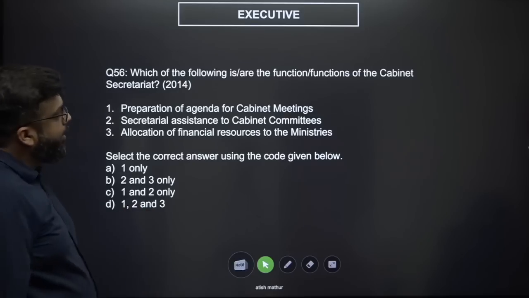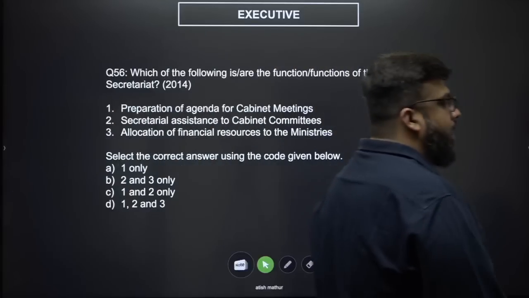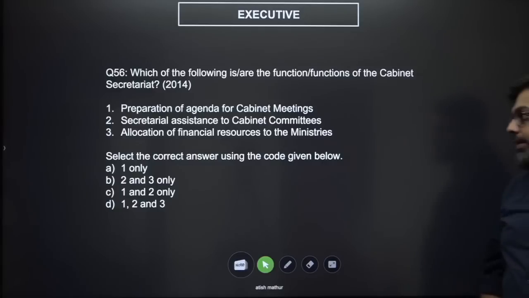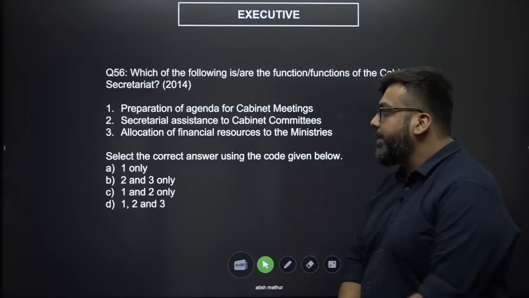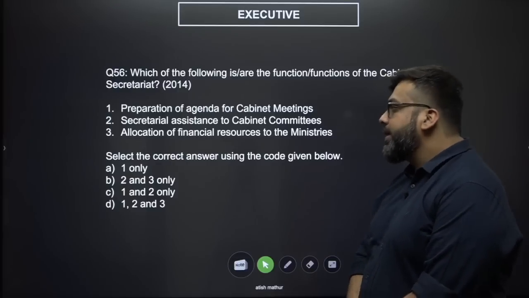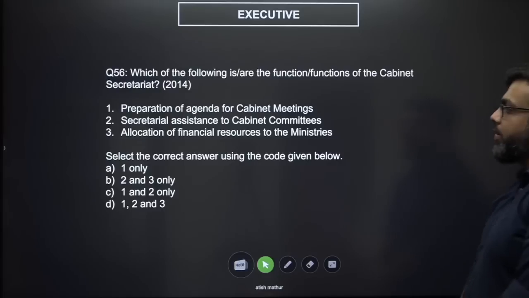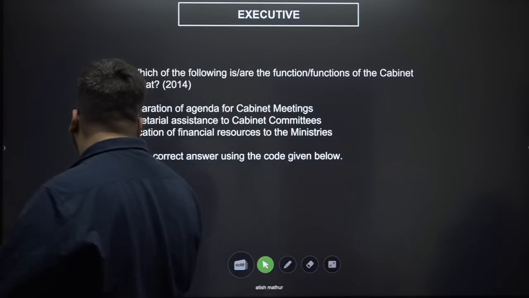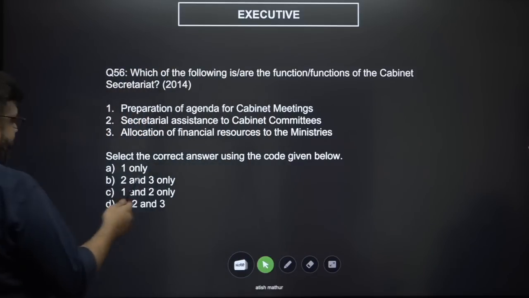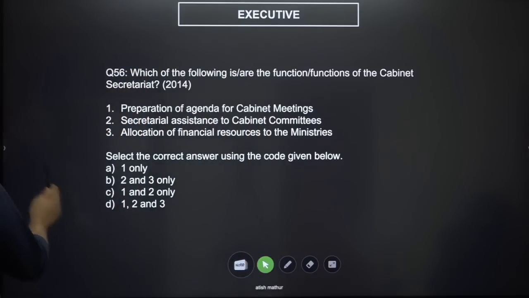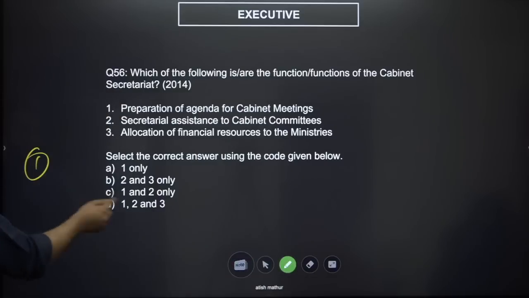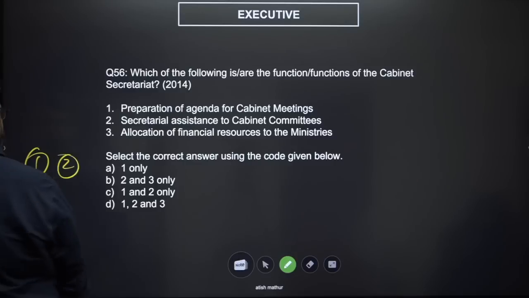Yes. Okay. 56. Which of the following is or are functions of the Cabinet Secretariat? Preparation of agenda for Cabinet meetings, secretarial assistance to Cabinet committees, allocation of financial resources to ministries. Which of the following are functions of the Cabinet Secretariat? 1, 2 and 3, 1 and 2, 1, 2 and 3. You will see 1 and you will see 2 in 3 out of the 4 options. If we can get some sort of clarity on this, we'll be able to answer this.